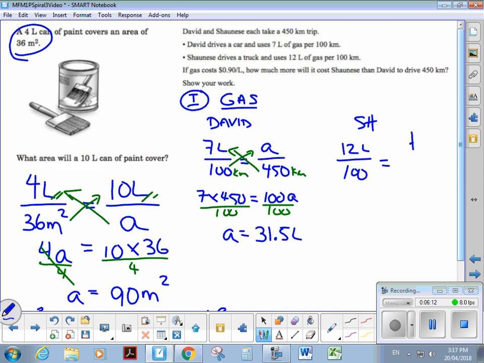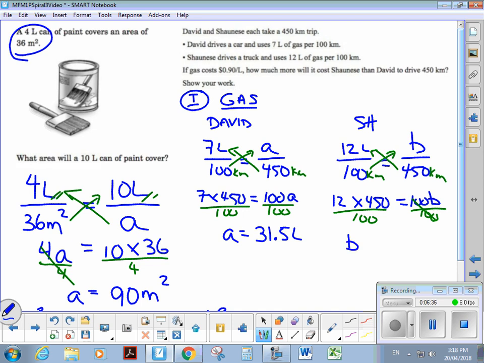We want to know, I'm going to use a different variable. I'm going to call it B. In that same distance, how much is she going to use? So again, we got kilometers both on the bottom. Now we can solve, and our method always tells us what numbers get multiplied and divided. So 100B, and divide both sides by 100. That will get B by itself. So Shanice, how much is she using here? Doing out the calculations, we have 54 liters. So she's using 54 liters.